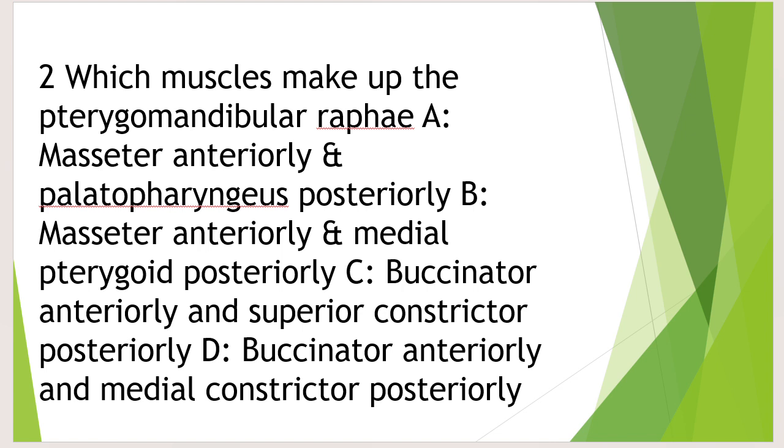Next question. Second, which muscles make up pterygomandibular raphe? A. Masseter anteriorly and palatopharyngeus posteriorly. B. Masseter anteriorly, medial pterygoid posteriorly. C. Buccinator anteriorly and superior constrictor posteriorly. Or D. Buccinator anteriorly and medial constrictor posteriorly.